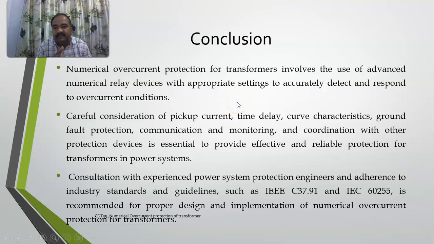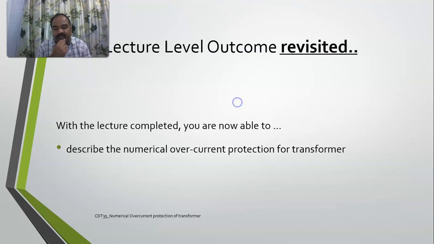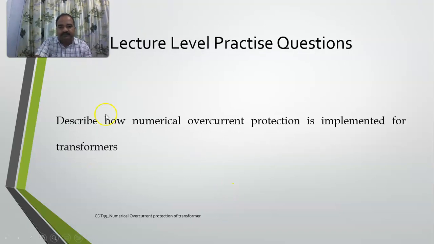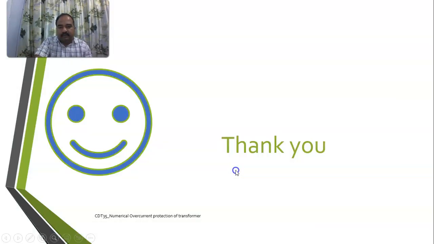In the class, we will discuss more about these overcurrent relays, and in the next lecture, we will discuss about differential protection, numerical differential protection, which can be implemented for the transformers. Okay, that's it from my side. Hope you are now able to describe the numerical overcurrent protection, what are the things which you are supposed to consider, and how to write in pseudocode or a flowchart, and how to implement it. Okay, thank you. We'll meet again in the next lecture on numerical differential protection on transformers.